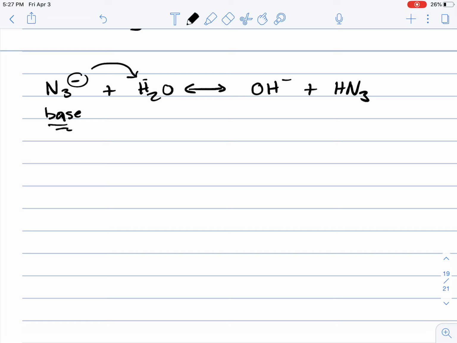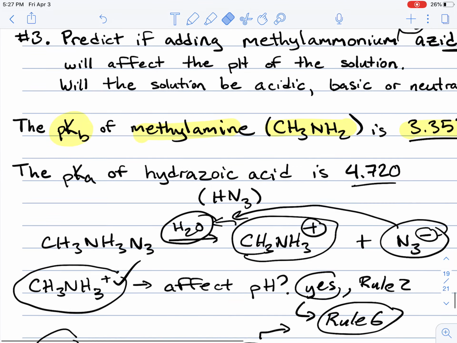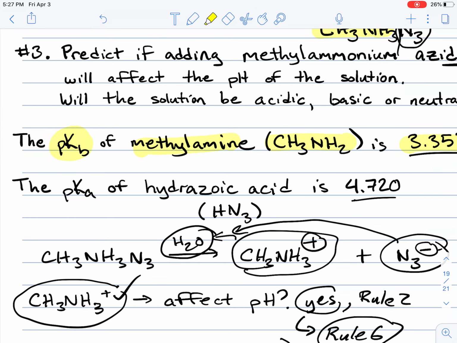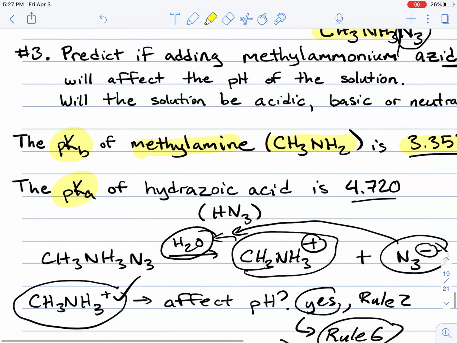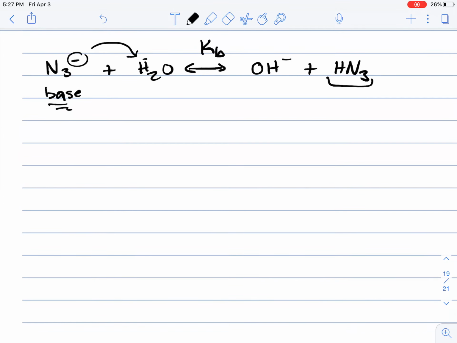And so since my reactant is a base, I'm describing in the forward direction the ionization of my base. In this case, it's going to represent Kb. And so if I look at my given values, this is the original question, they gave us the pKa of hydrazoic acid, which in this case is 4.720. If you look at the structure, hydrazoic acid, HN3, that's actually not the reactant. That is the product.